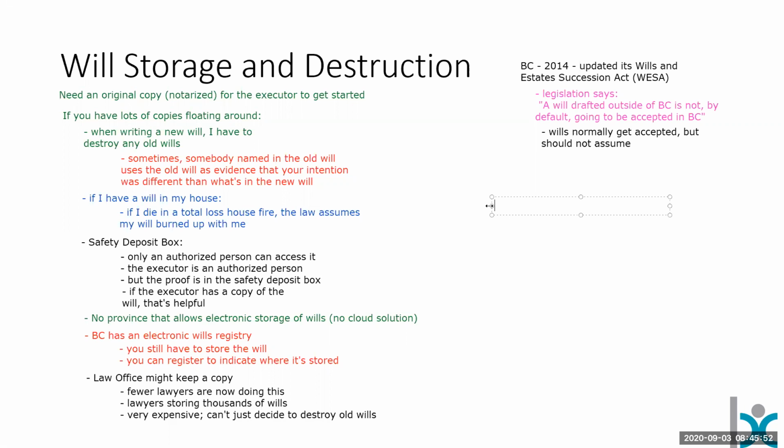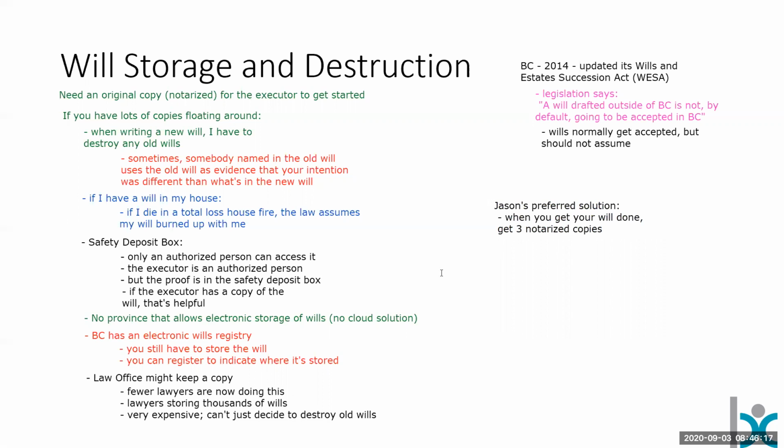Okay, so what I'm going to suggest is when you get your will done, you get 3 notarized copies. I like 3 notarized copies. It's not a crazy number. It's enough that you can keep track of them.